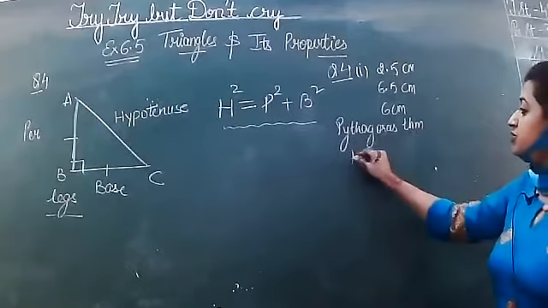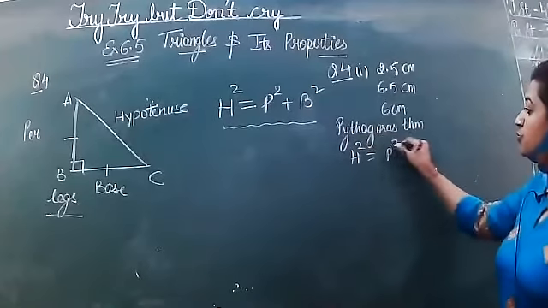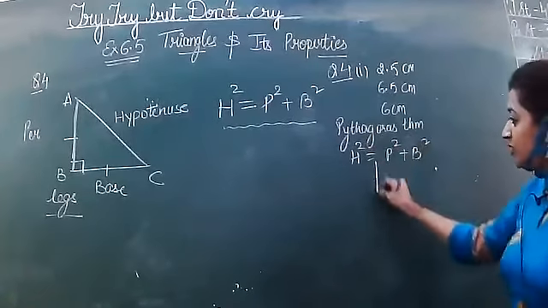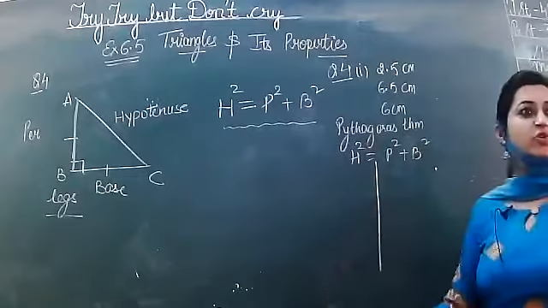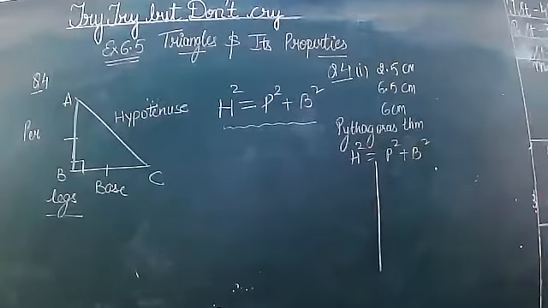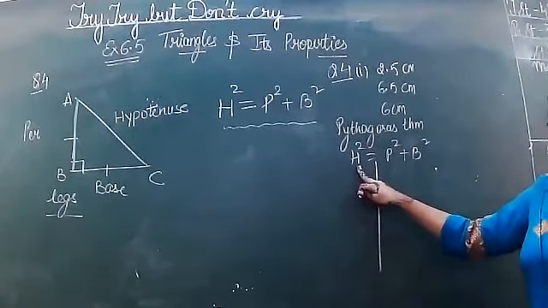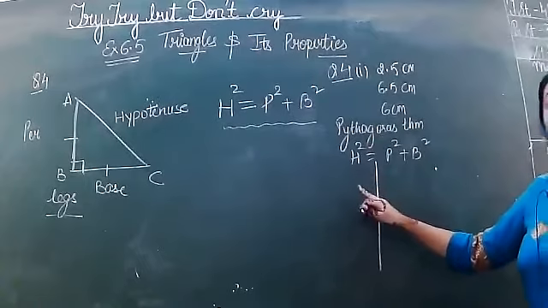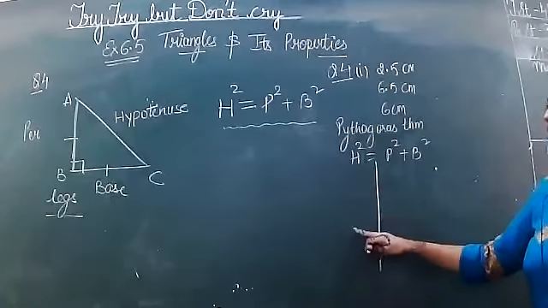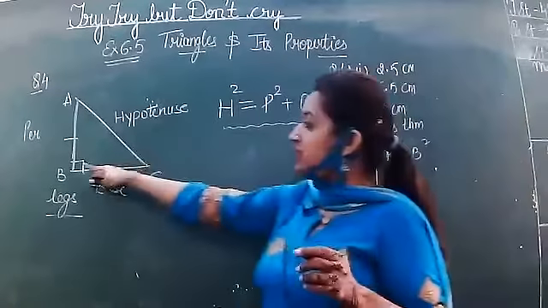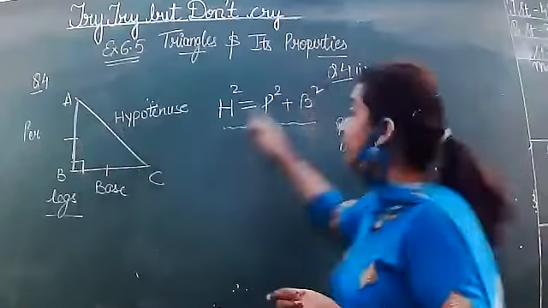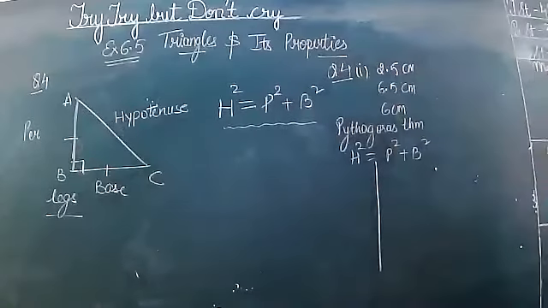So by Pythagoras theorem, you have h square is equal to p square plus b square. Now you will verify whether these two sides are equal or not. If they are equal, then it will be a right angle triangle, otherwise no. Hypotenuse, I have told you, is the longest side of the triangle. That is always the side which is opposite to the right angle. And which is the longest of all these?